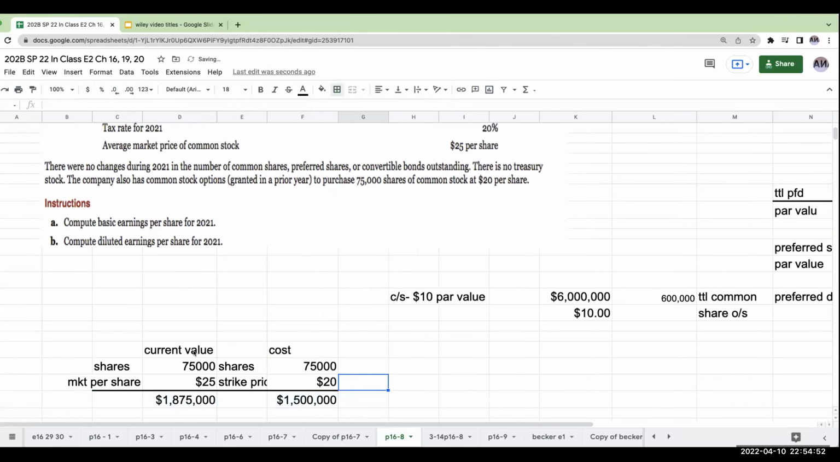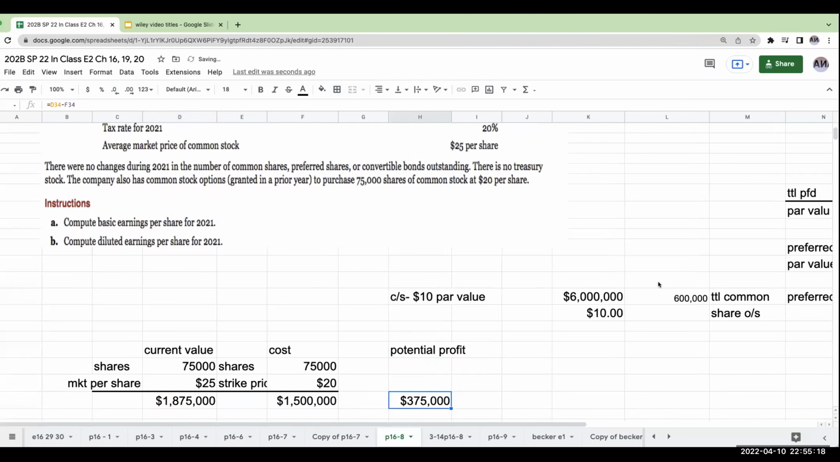So over here, the value of the options is 75,000 times 25, or 1,875,000. The cost of the options is 75,000 times 20, or 1.5 million. So the potential profit from the exercise of these options would be 375,000. Now, I'm not looking for that number, though.